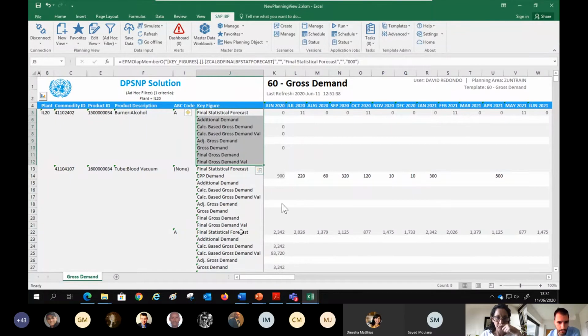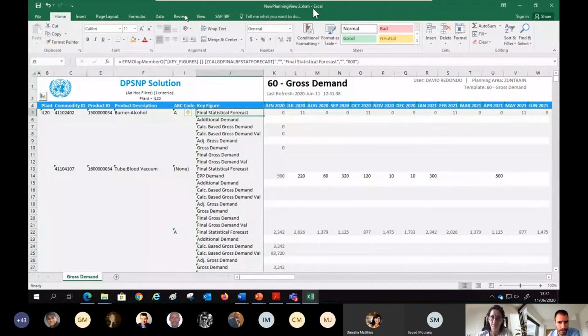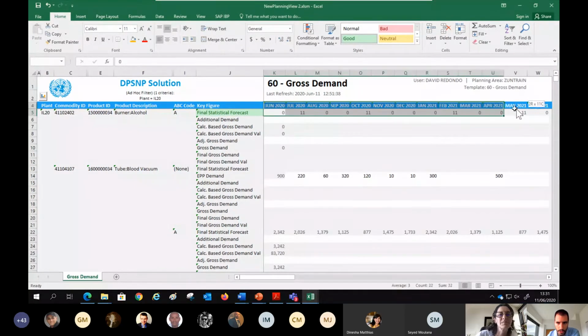So let me go first to explain the key figures, and then we'll show different examples that contain demand from previous templates. So the first one is the final statistical forecast. Okay, don't look yet at the numbers, only look at the key figures. Final statistical forecast, we know this key figure. This was coming from the statistical forecast template. So this is in the future our demand that we have planned. So the system is extracting that.